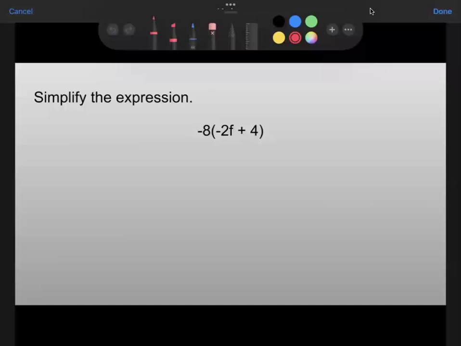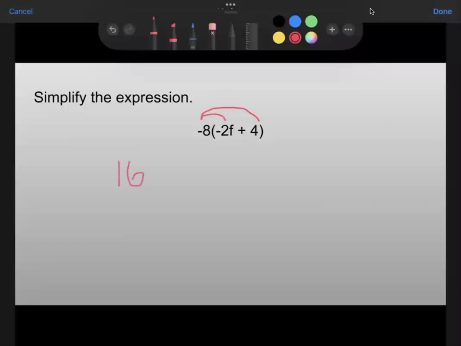Okay, so here's our next one. We've got -8 times (-2f plus 4). This one does have parentheses, so that means we can use the distribution property here, which means we'll multiply the -8 times the -2f and the -8 times the 4 and keep that plus sign in between, maybe. We'll see. When I do -8 times -2, I end up with positive 16.